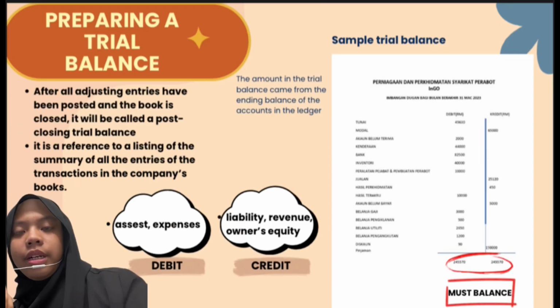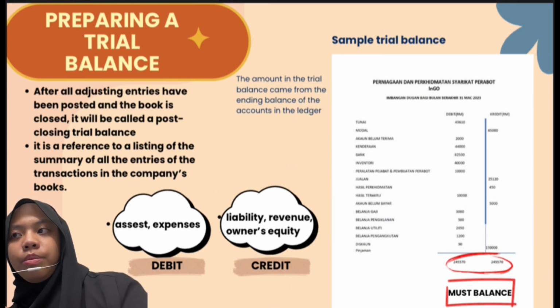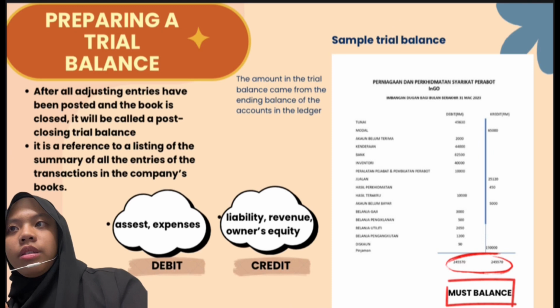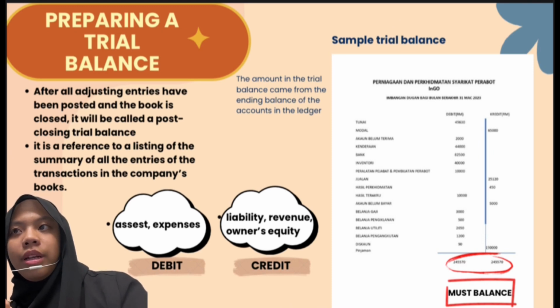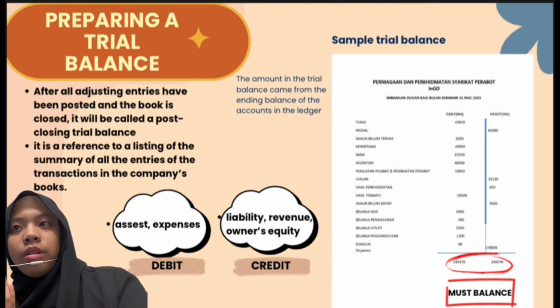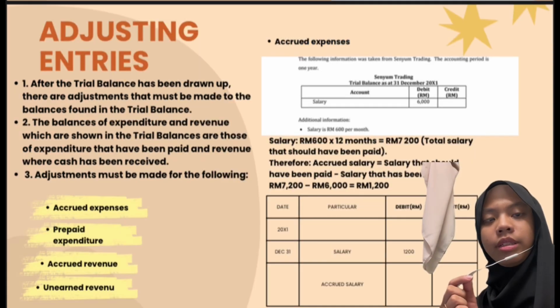Next is preparing a trial balance. After all adjusting entries have been posted and the books are closed, it will be called the post-closing trial balance. It is a listing of the summary of all the entries of the transactions in the company's books. So there is a format for trial balance. There is a debit and credit, and on the debit side there are assets and expenses. On the credit side must have liabilities, revenue, and owner's equity. The amount in the trial balance comes from the ending balance of the accounts in the ledger. So the amount of each side must be balanced.